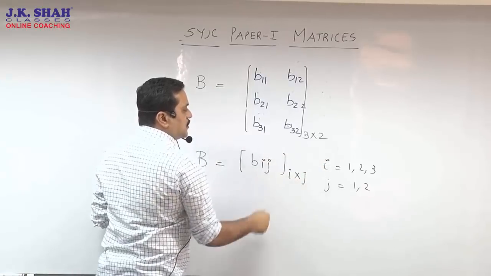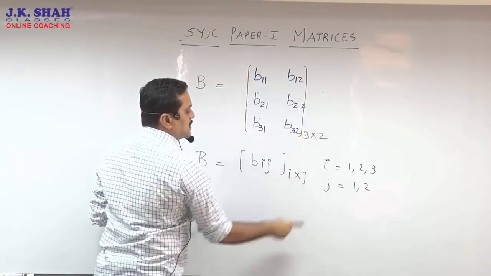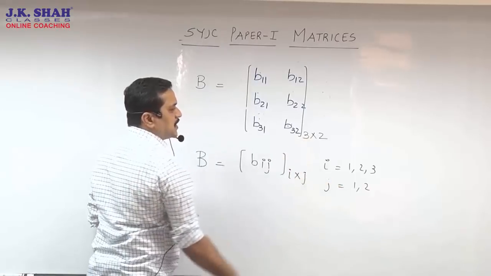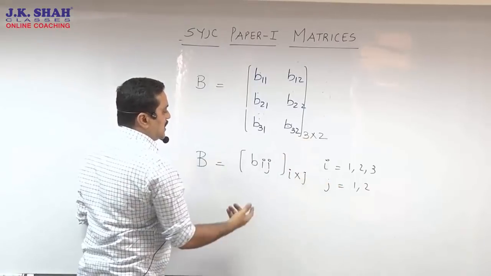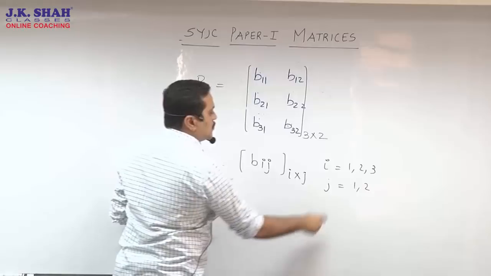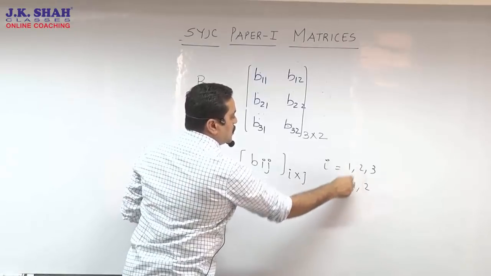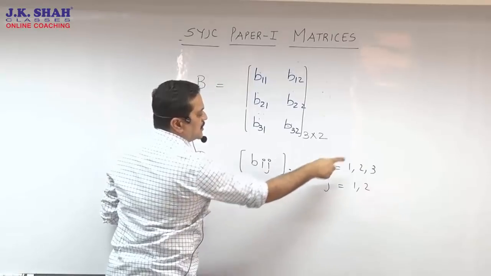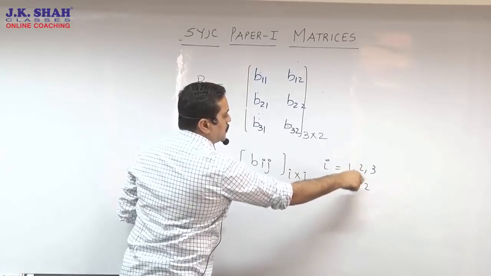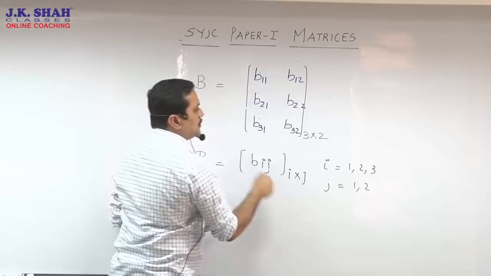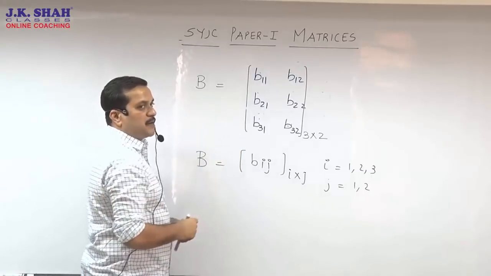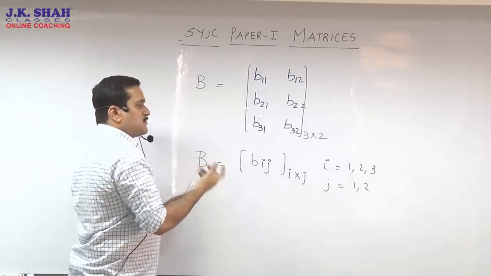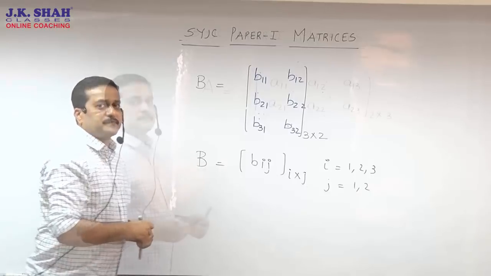i goes from 1 to 3, as we can see there are 3 rows, and j goes from 1 to 2, we can see there are 2 columns. Again, when you open the matrix, it's going to go 11, 12, 21, 22, 31, 32. So it's going to be b11, b12, b21, b22, b31, b32 and so on, as you can see in the upper matrix. So likewise we move to the next matrix.